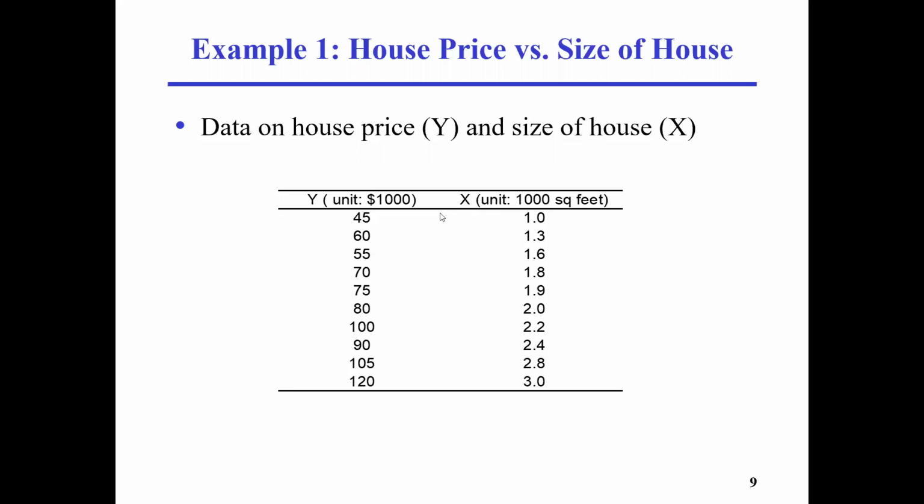So we surveyed 10 houses. We have their prices and also their sizes. Size is X, price is Y. We want to find a specific function, Y equals A plus BX, to quantify this relationship. So we need to find the intercept A and the slope B.